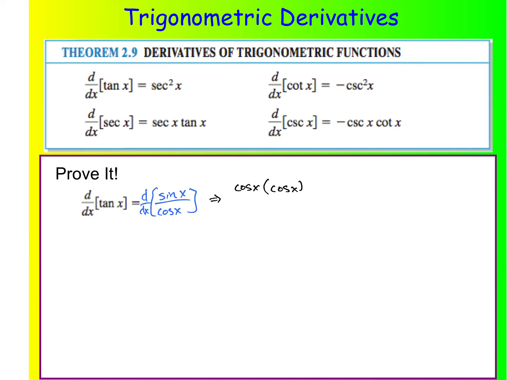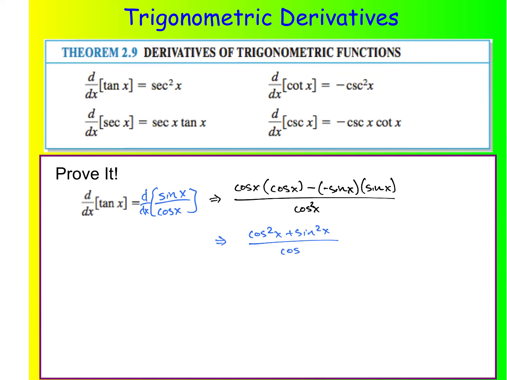And then minus the derivative of the bottom. What's the derivative of the bottom? Negative sine. And then times the top of sine. All over cosine squared. All right, let's keep going. So what's cosine times cosine? Cosine squared. What's a negative sine times sine? It's going to be plus sine squared.